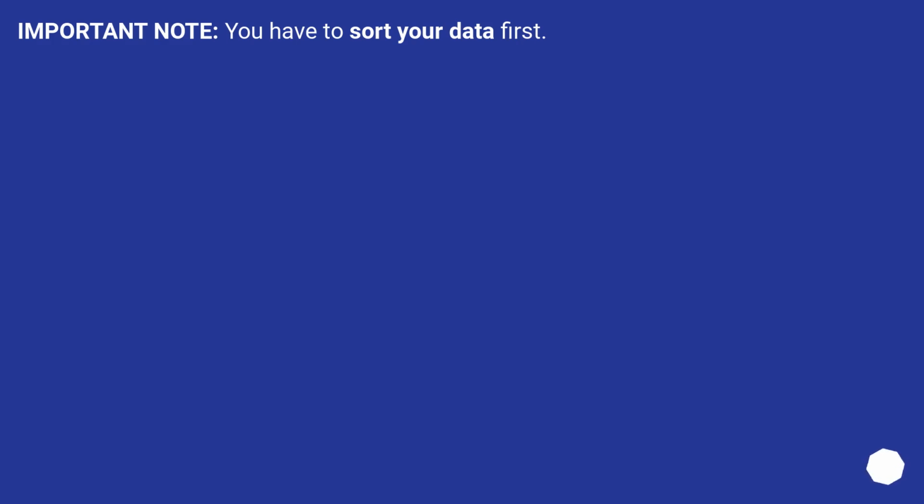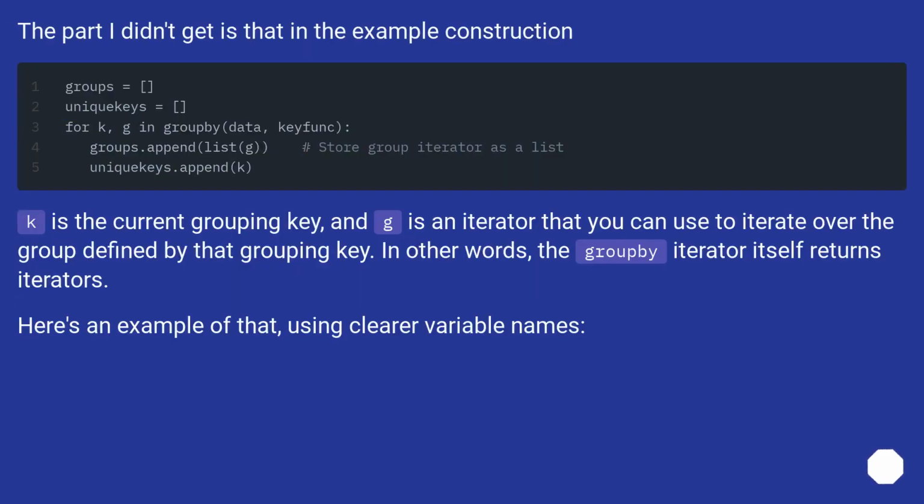Important note, you have to sort your data first. The part I didn't get is that in the example construction, K is the current grouping key, and G is an iterator that you can use to iterate over the group defined by that grouping key. In other words, the groupby iterator itself returns iterators. Here's an example of that, using clearer variable names.